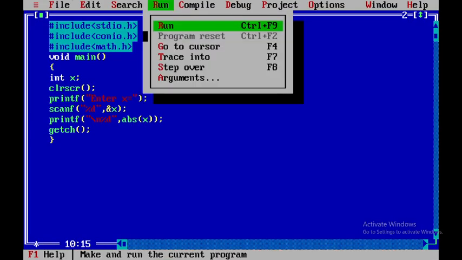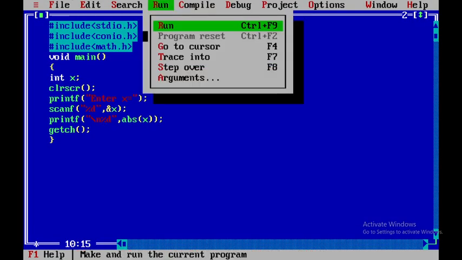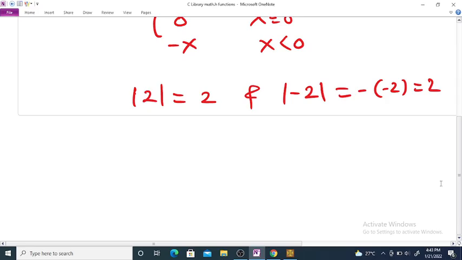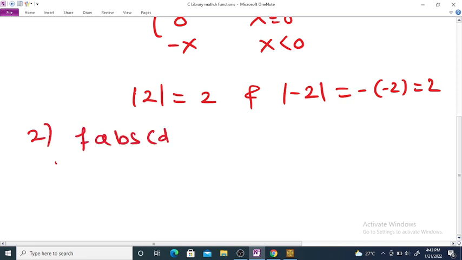Now if you run and enter, say, 5, then the absolute value of 5 is 5. If you enter minus 5, then it is 5. If you enter 0, then the output is 0. So it gives the absolute value of an integer. Next, the next mathematical function is fabs of d.